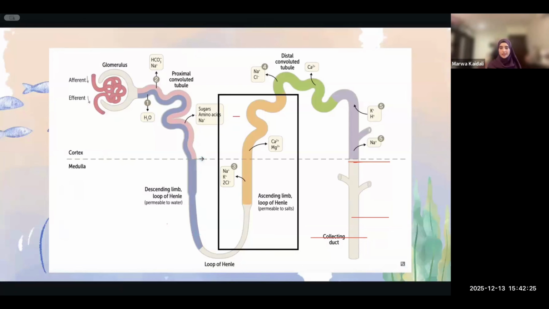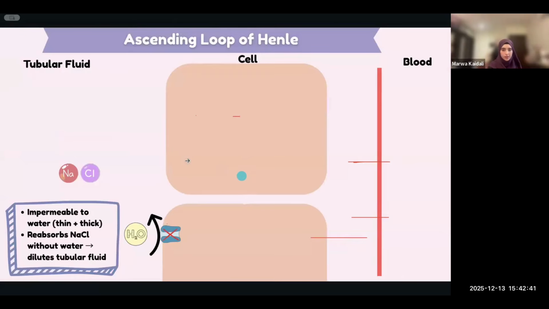Now we're going to move on to the ascending limb of Henle. And the ascending limb, as you can see, has over here a thin section and over here a thick section, okay? So both of these have different channels or transporters. So we're going to talk about both of them separately. But before we get into it, let's talk about the general idea of the ascending loop of Henle, okay? So the ascending loop of Henle, remember, do not forget this, is impermeable to water. No matter what happens, it is always going to be impermeable to water, okay?